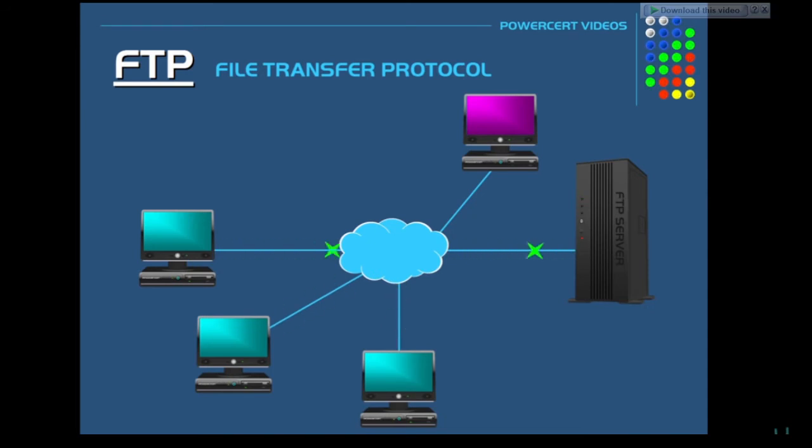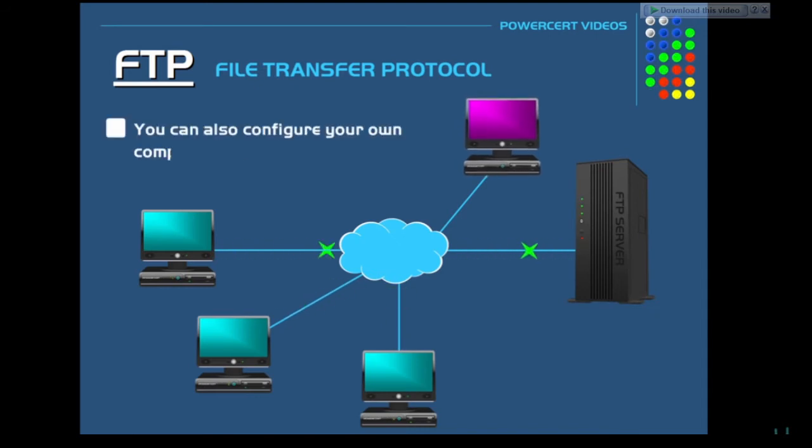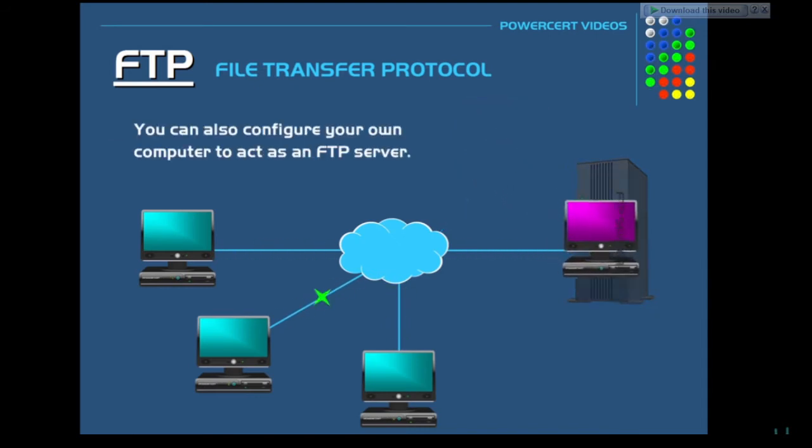Now in this example, this person is using a dedicated FTP server to share their files. But they don't necessarily have to set up a dedicated server for FTP, because if they really wanted to, they can also configure their own computer to act as an FTP server. For example, in Microsoft Windows, this can be done using the Internet Information Services Manager.